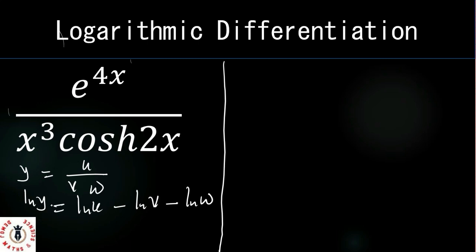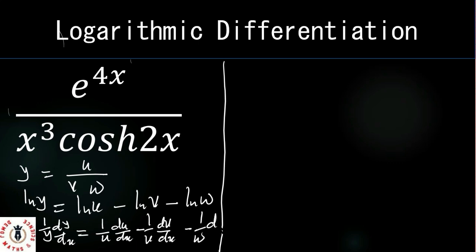Now, if I want to differentiate this, it's going to become 1 over y, the differential of y with respect to x, equals 1 over u, the differential of u with respect to x, minus 1 over v, the differential of v with respect to x, minus 1 over w, the differential of w with respect to x. Now, let's pick each of them.